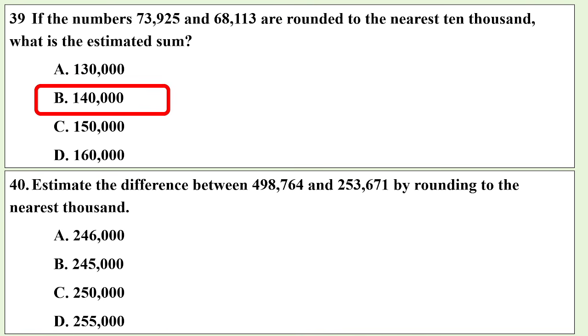Number 40. Estimate the difference between 498,764 and 253,671 by rounding to the nearest thousand. So the answer is letter B, 245,000.